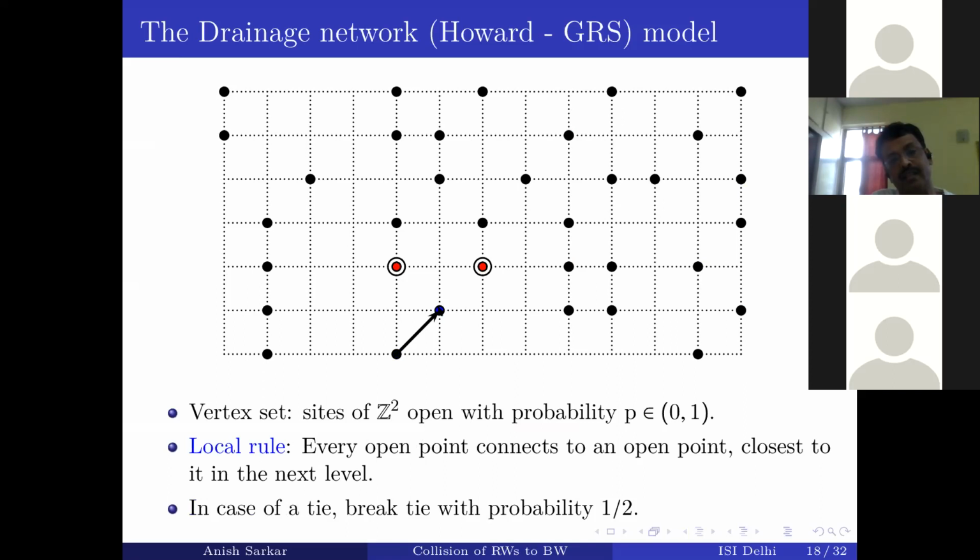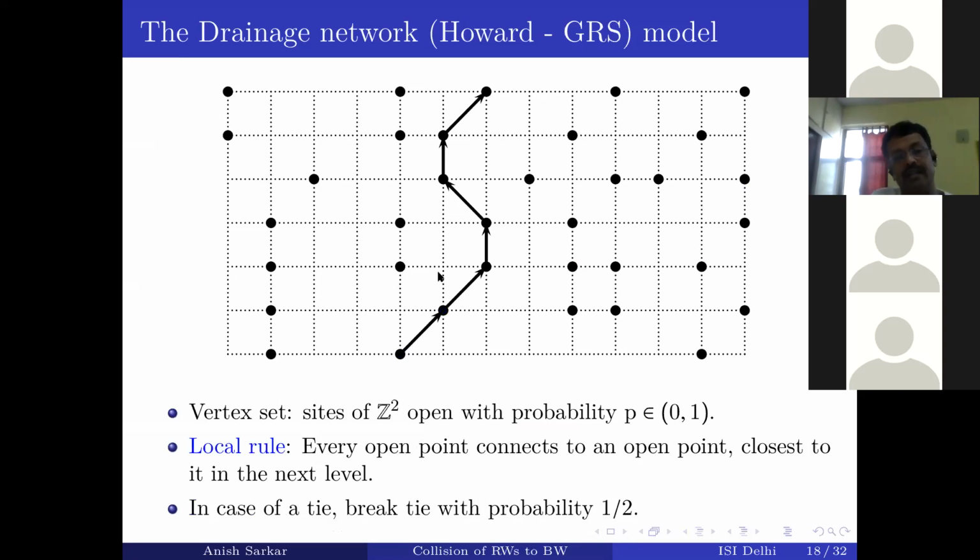But now I see that here there are two points which are closest, this one and this one. So in this case of a tie, we break the tie with probability half: with probability half, I choose one of them. And then you keep on doing this. So I will get a path like this. And again, if you look at this path, this is a random walk essentially, not now just taking plus or minus one values, but the values are in Z.